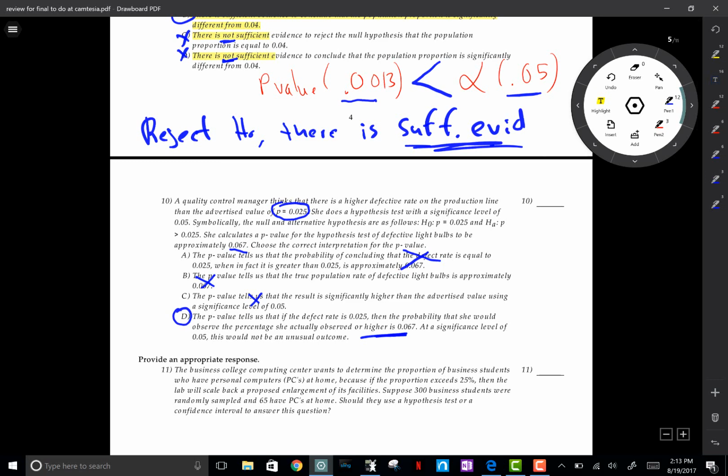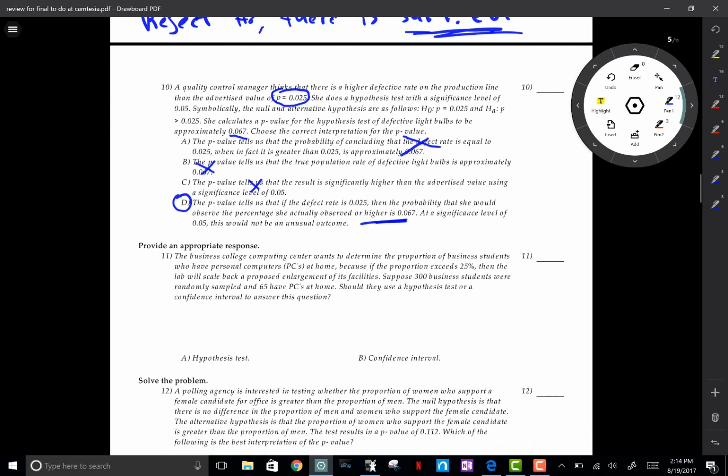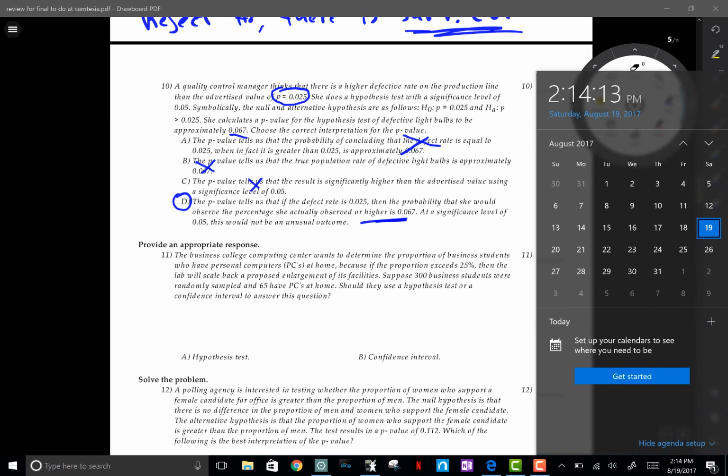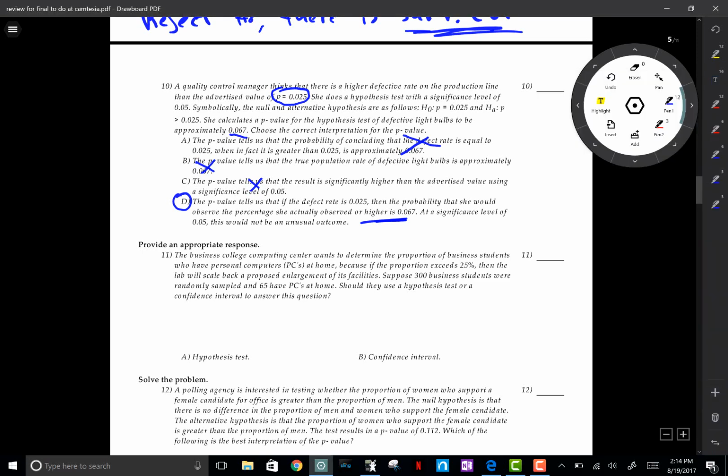All right, so let's do 11. Number 11 is asking us, when should we do a hypothesis test, or when should we do a confidence interval? A confidence interval, we do it when the parameter is unknown. We have no idea what the parameter is, and we want to find it. So that's when we do a confidence interval. A hypothesis test, when we have a claim and we want to test it.